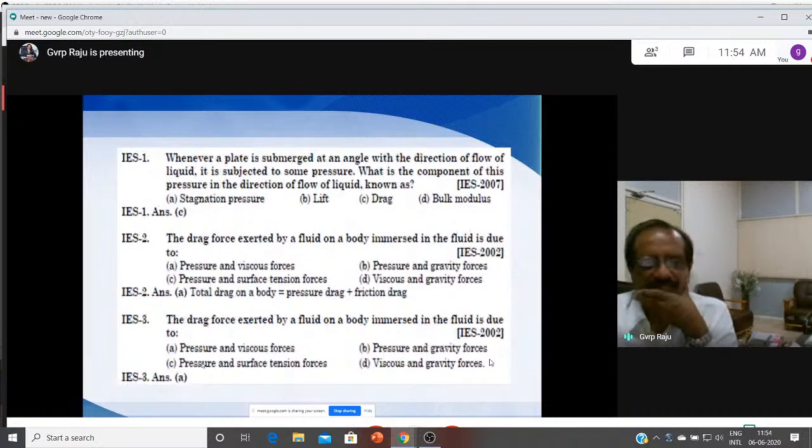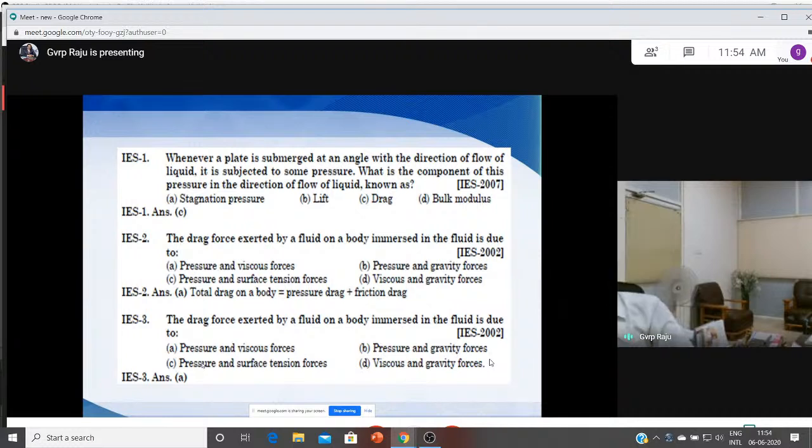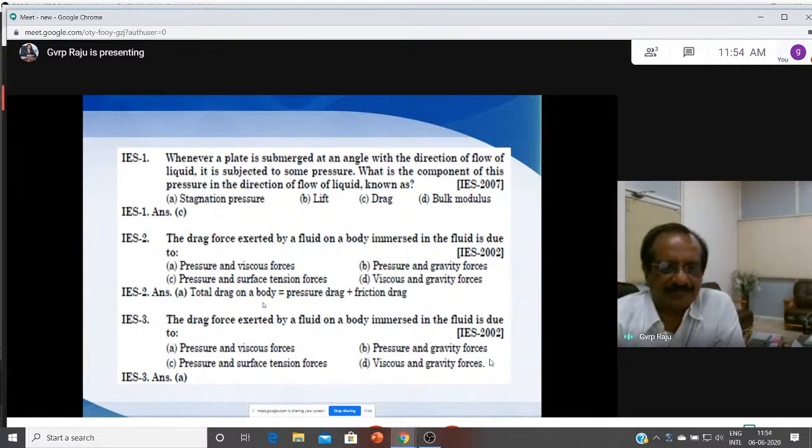When a plate is submerged at an angle with the direction of flow of liquid, it is subject to some pressure. What is the component of this pressure in the direction of the flow of liquid known as? It is drag. Anything you consider, when fluid or air, whatever it is, is flowing over some structure, then if you resolve the resultant force in the direction of motion, that is obviously the drag.